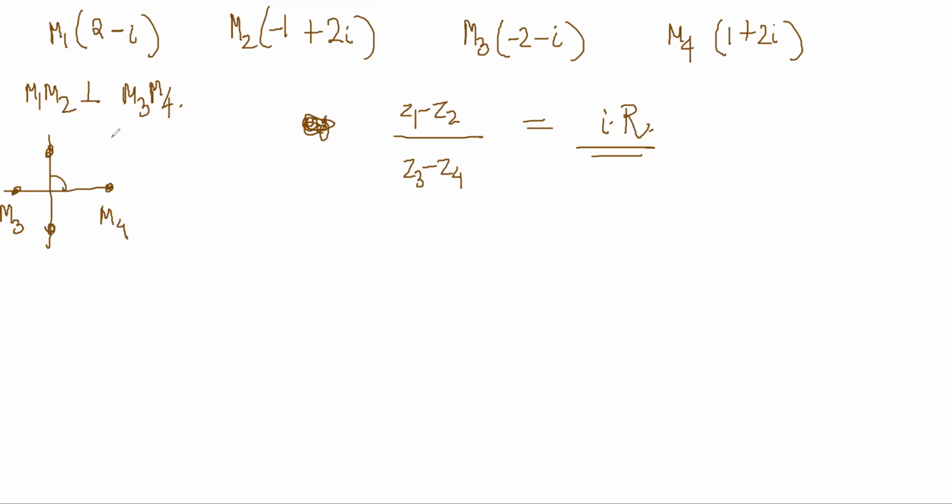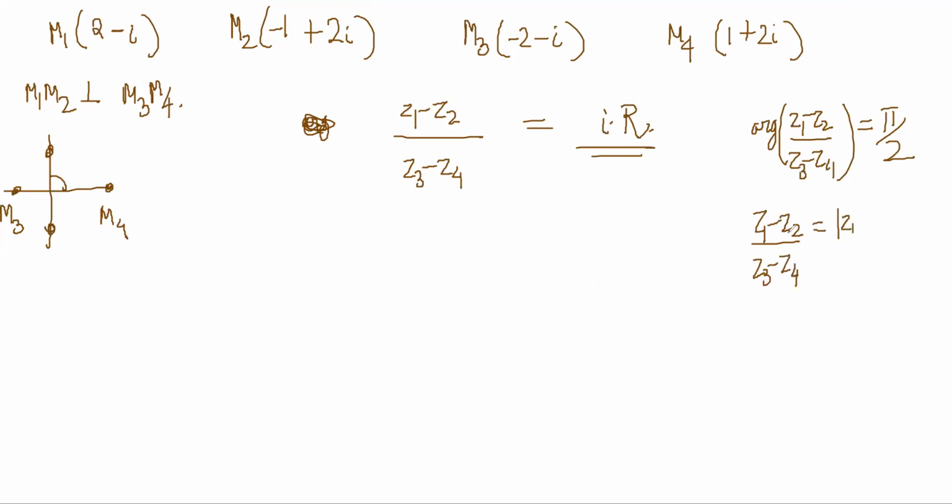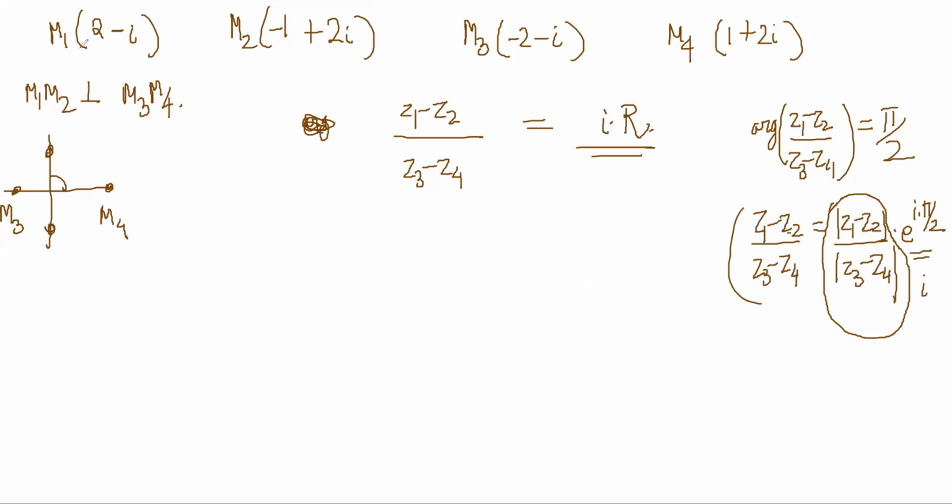This is i times the modulus. Basically what you're saying is argument of Z1 minus Z2 by Z3 minus Z4 is equal to 90 degrees. So Z1 minus Z2 by Z3 minus Z4 is equal to mod of Z1 minus Z2 by mod of Z3 minus Z4 into e power i pi by 2. Now this will be a real number and this will be i. So that is what you're saying. So let's just check our question here.